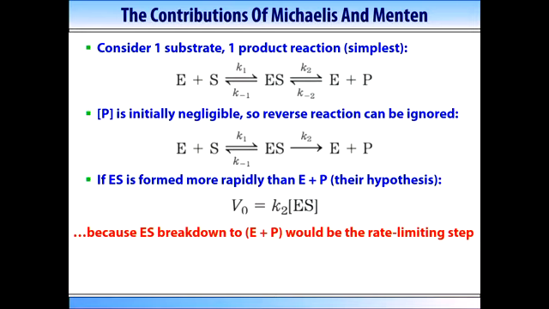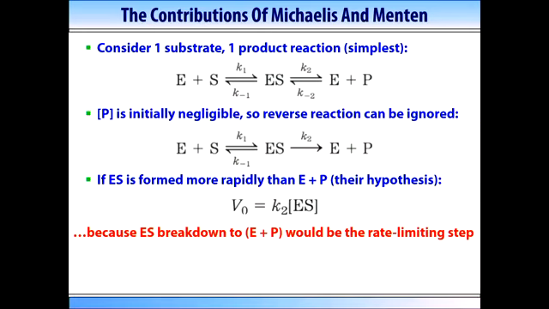The concentration of the product is negligibly small in the very beginning of the reaction, when the reaction has just started. So we can almost remove the reversible component of that reaction, because in the very beginning there is very little product. Because of that, the association of the enzyme and product reversibly into the enzyme-substrate complex is almost nothing. That's why we can ignore that component.